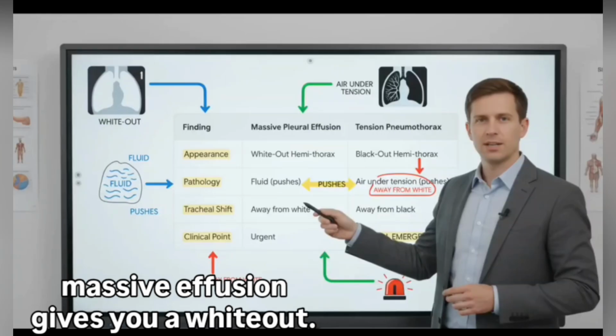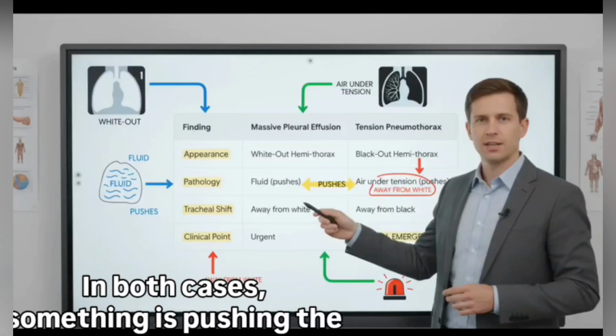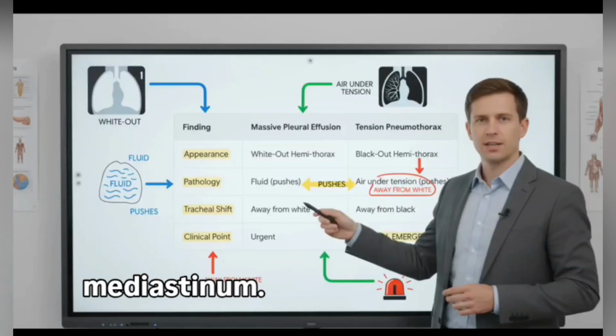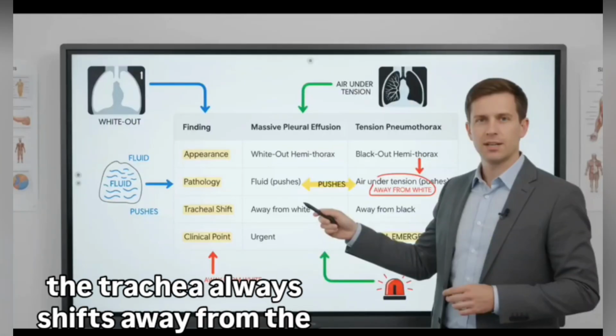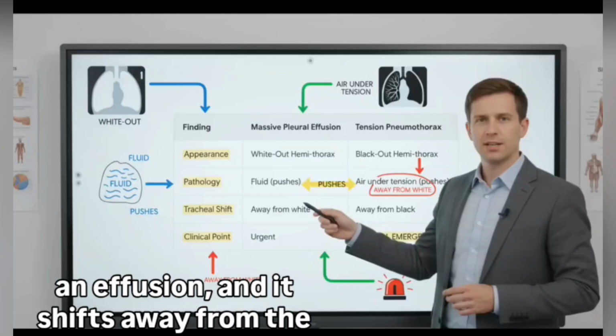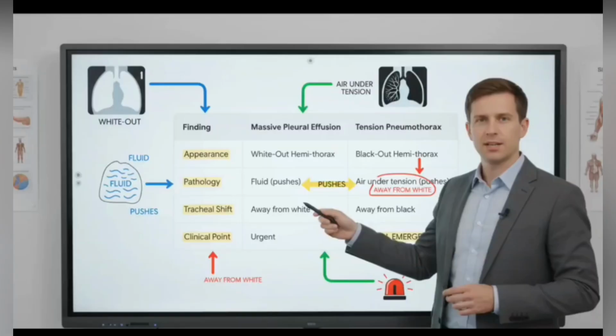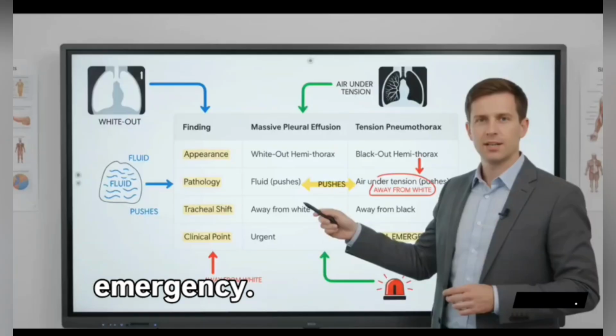Massive effusion gives you a whiteout. Tension pneumothorax gives you a blackout. In both cases, something is pushing the mediastinum. And the rule is so simple. The trachea always shifts away from the problem. So it shifts away from the white in an effusion, and it shifts away from the black in a pneumothorax. Both are bad, but never forget, tension pneumothorax is a top-tier medical emergency.